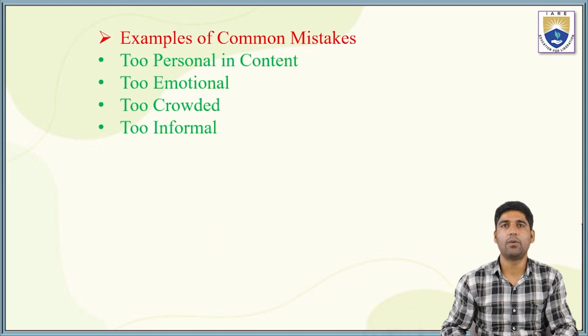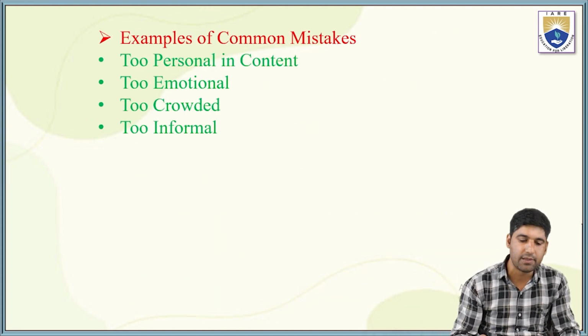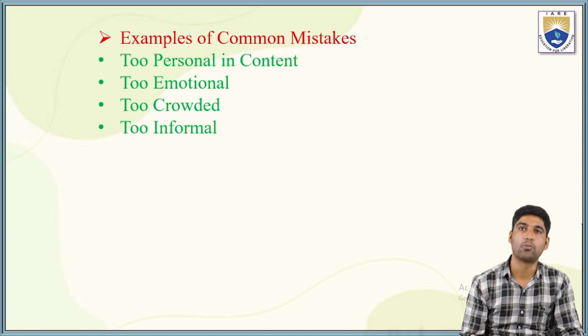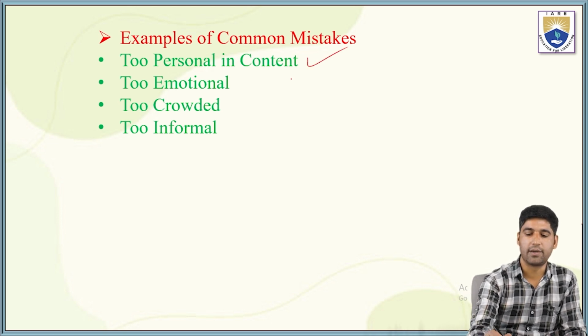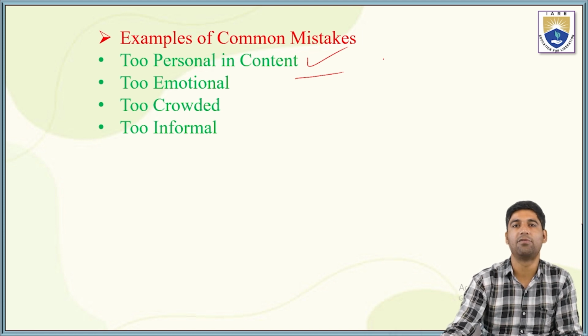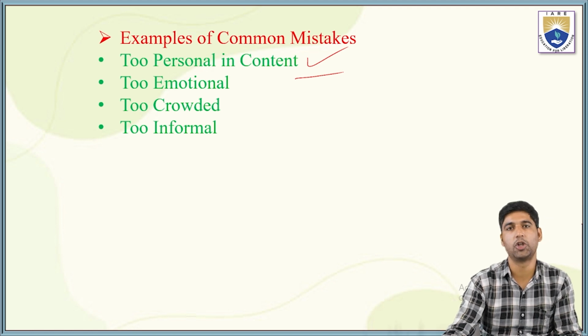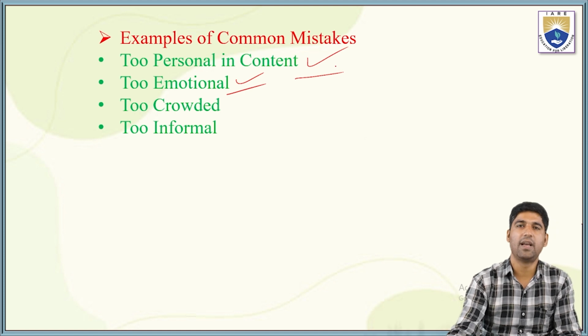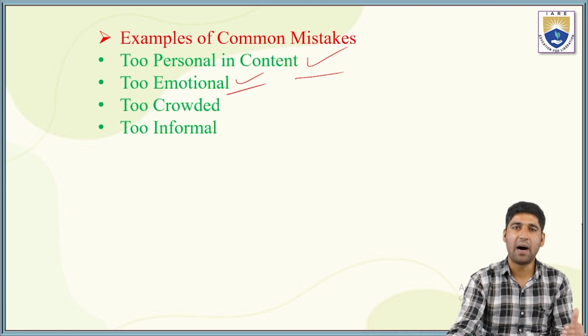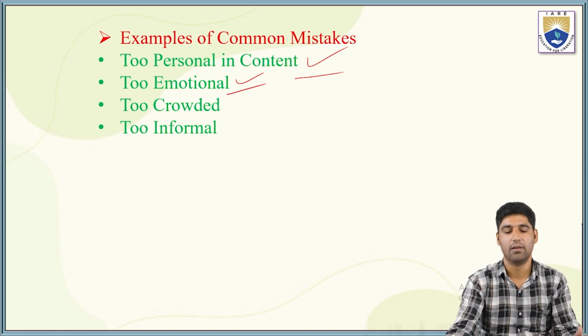Now let's see what are the examples of common mistakes. People are committing some common mistakes, like too personal in content. Sometimes when we are writing emails, we become very personal. Our emails are subjective in nature. It should be objective. Too emotional. We are including some emotional content, so that mars, that bruises the email.